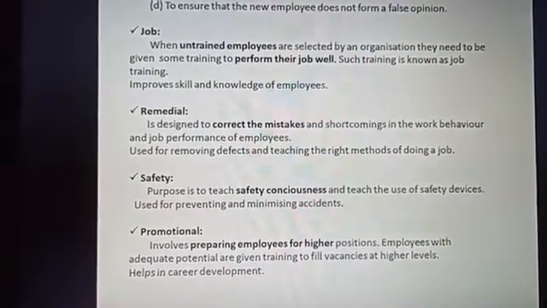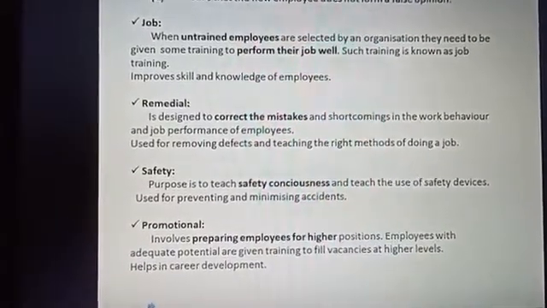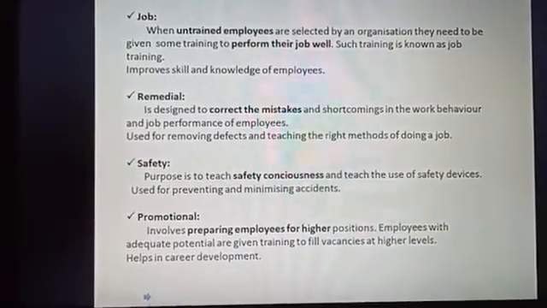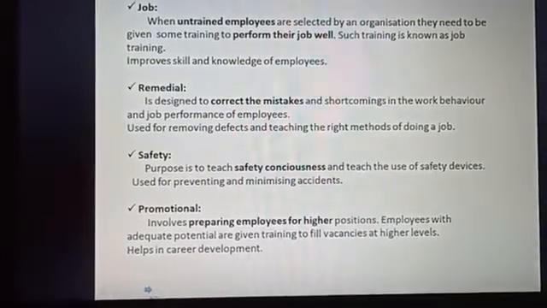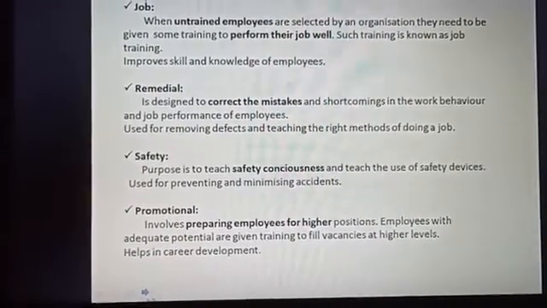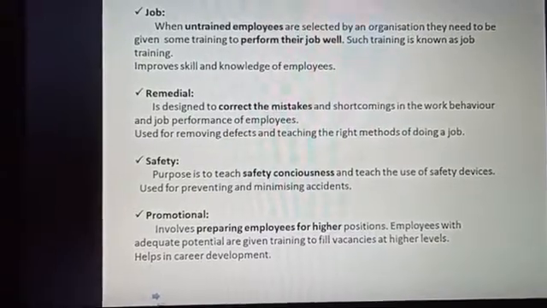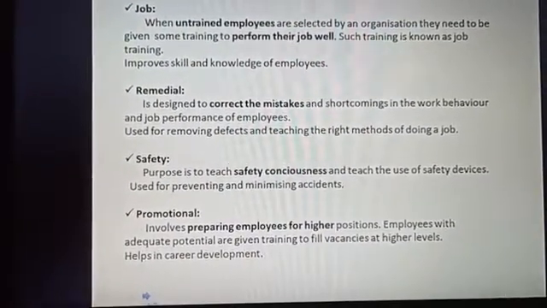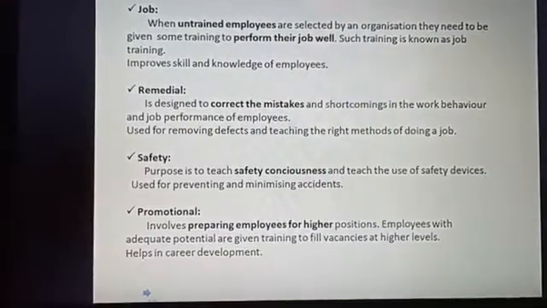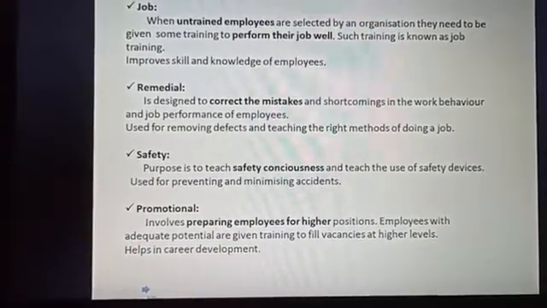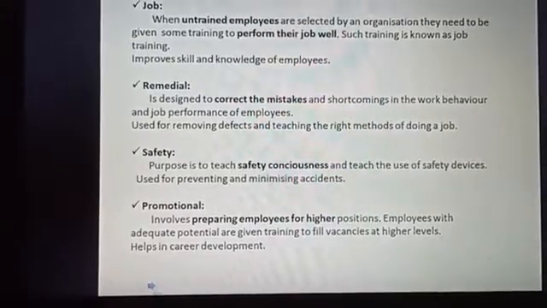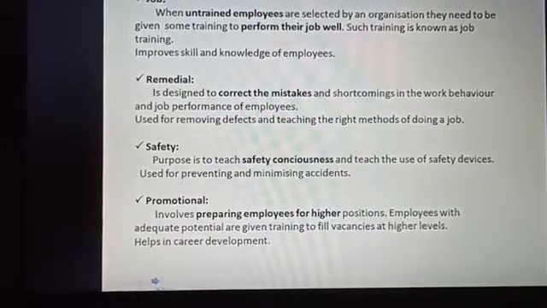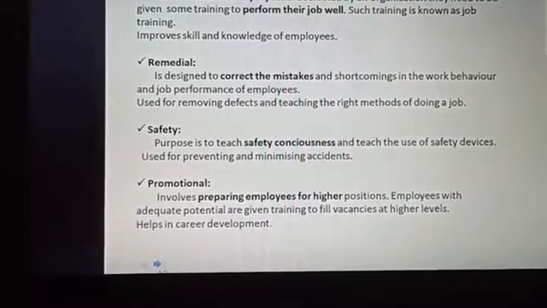Number 2, job training. It is not possible always to hire trained employees. So when untrained employees are selected by an organization, they need to be given some training to perform their job well. Such training is known as job training. It basically improves skill and knowledge of employees and helps them to carry out or perform their work in a better manner.